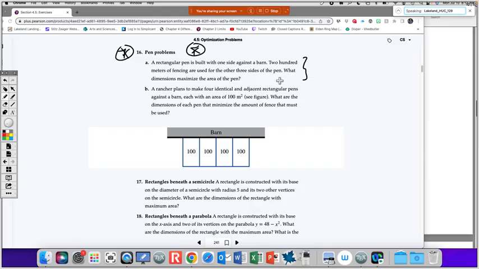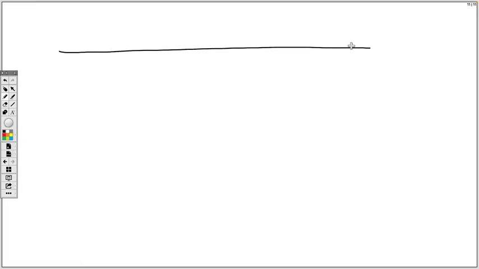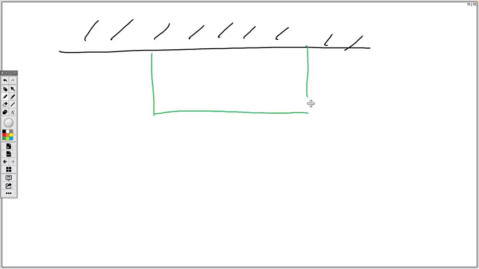Okay? So the first thing we're doing is, what are we trying to optimize? In this case, the optimization, remember optimize means maximize or minimize. We're trying to maximize the what? Area of the pen. So let's sketch this out. So we've got this barn, which is that way, and we're going to build a rectangular pen. So we'll do that. Okay.